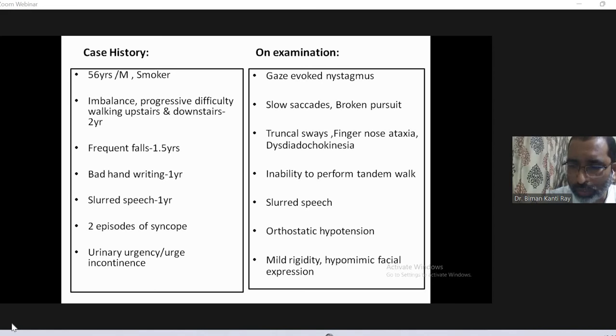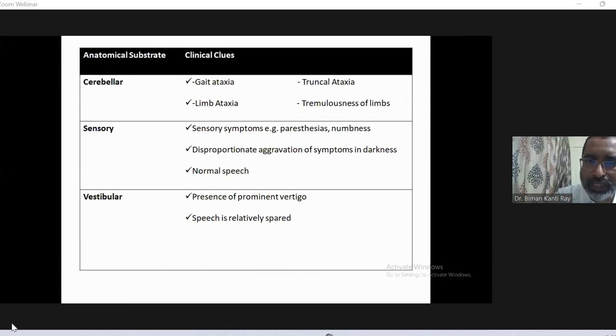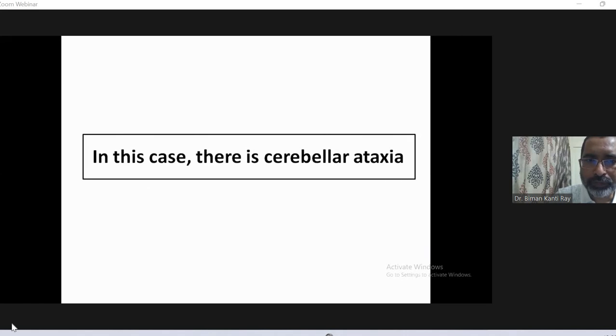And what you suspect in history, that is also corroborated in the examination part. There are eye signs. He has bilateral gaze evoked nystagmus. He has slow saccades and broken pursuit, which occur in cerebellar lesion. He has truncal sway, finger nose ataxia, dysdiadochokinesia, impaired tandem, slurred speech. All these points in the history suggest that our patient has clear-cut cerebellar pathology. So in this case, as I have mentioned, this patient has cerebellar ataxia.